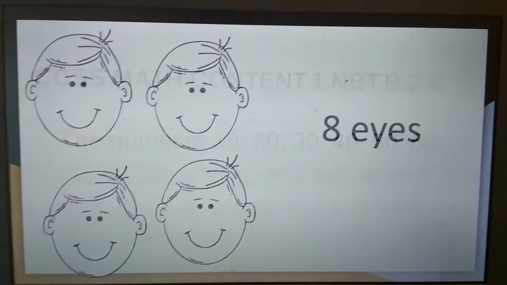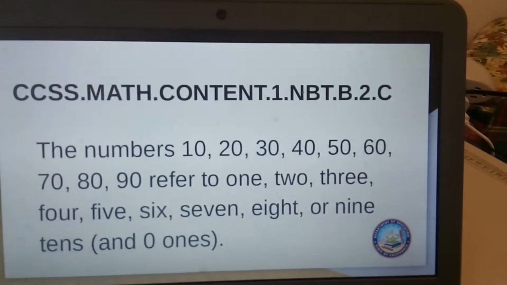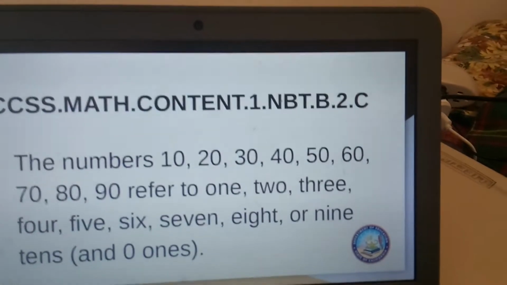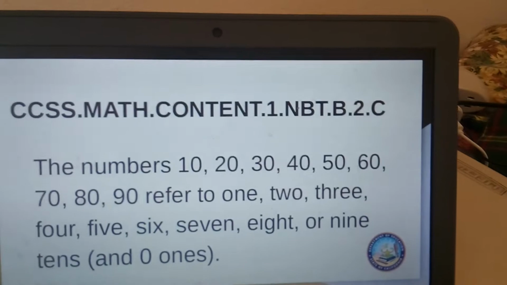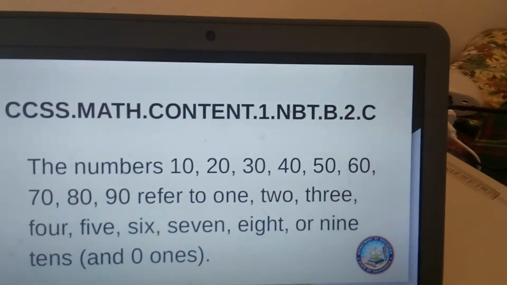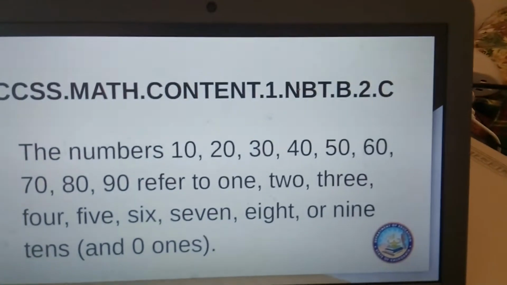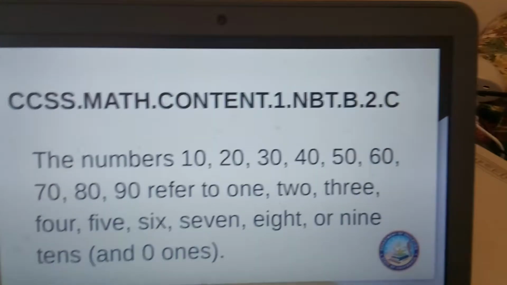Today, we're going to further challenge ourselves with the California Common Core State Standard of being able to understand that the numbers 10, 20, 30, 40, 50, 60, 70, 80, and last but not least 90, refer to groups of tens and ones. And how we are going to do this is we are going to complete the following objective.